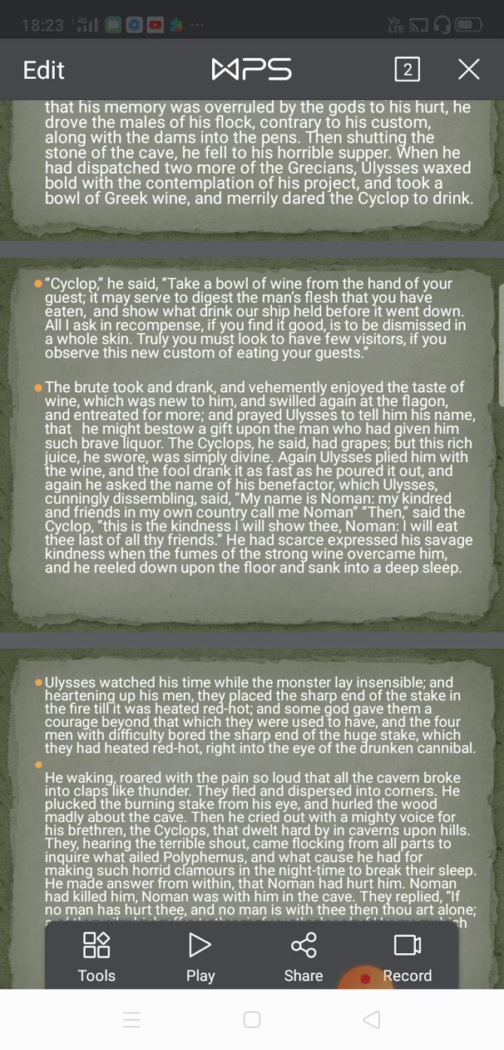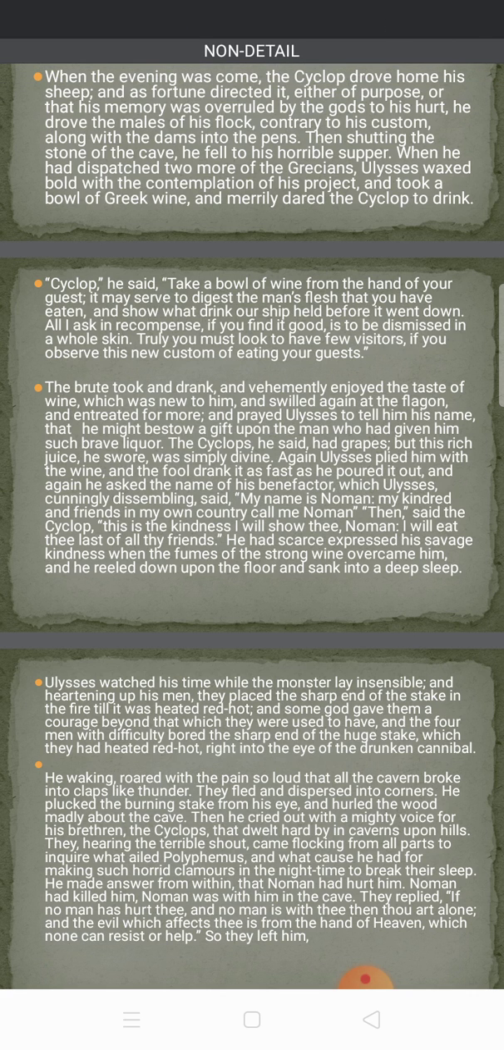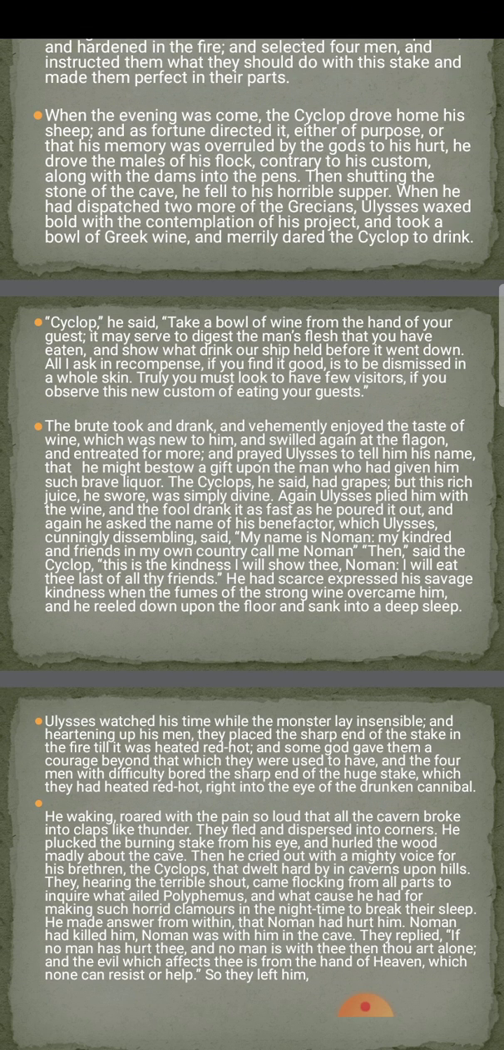God gave them a courage beyond that which they were used to have, and the four men with difficulty bore the sharp end of the huge stake, which they had heated red hot, right into the eye of the drunken cannibal. Now, four men, what happened now? They made that stick edge sharp and then kept it in the fire.